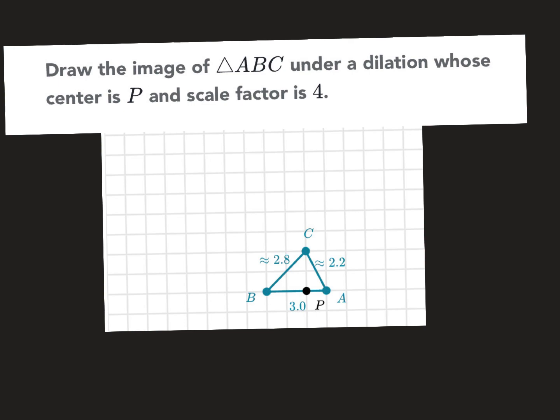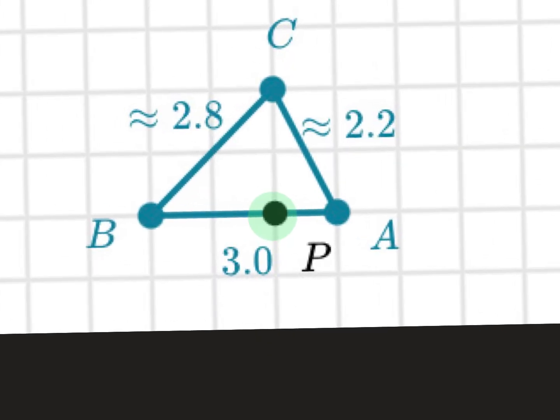And we still need to keep in mind how far each coordinate is from that center point of P. So I'm going to zoom in here. Since point A in the pre-image is 1 unit away from the center, that means that my new A is going to be 1, 2, 3, 4 units away from the center, because it's got to be 4 times the distance, since it's a scale factor of 4.